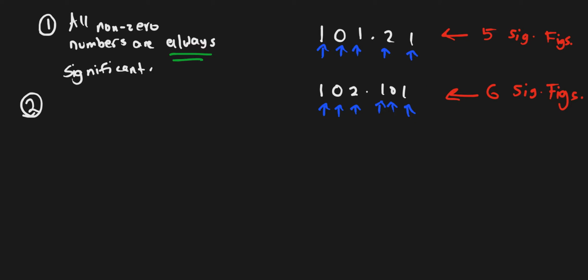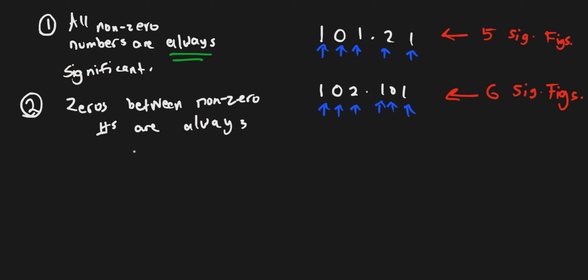Very nice. So let's write down the rule. Zeros between non-zero numbers are always significant. There you go.